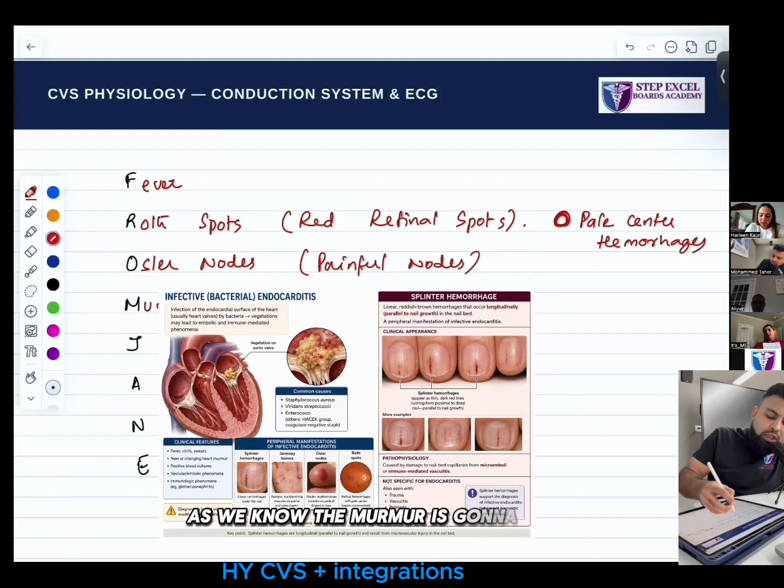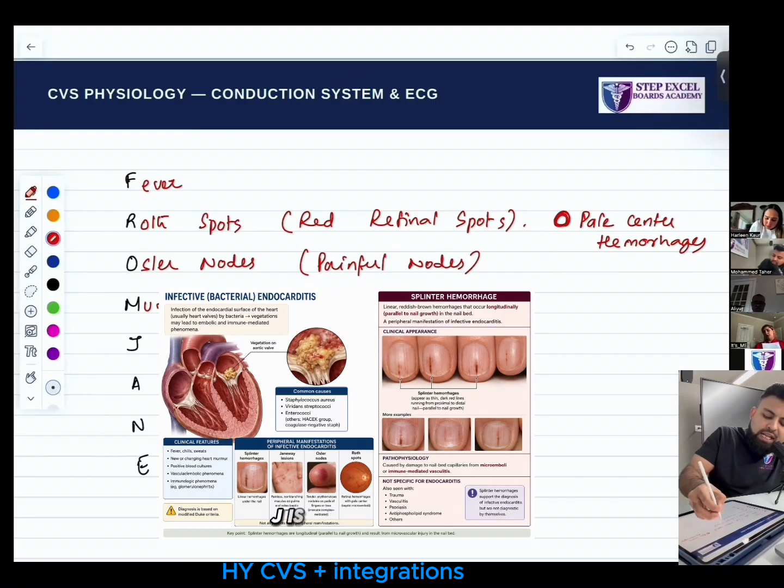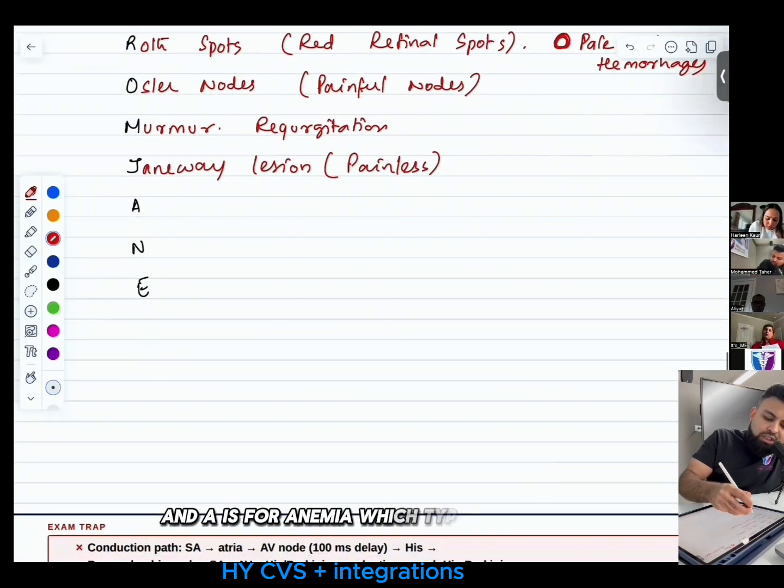As we know, the murmur is going to be first the regurgitation murmur, and then is going to be the stenosis. J is for the lesions, which are painless lesions on palms and soles. These are called Janeway lesions. Janeway lesions are painless lesions. And A is for anemia. Which type of anemia?